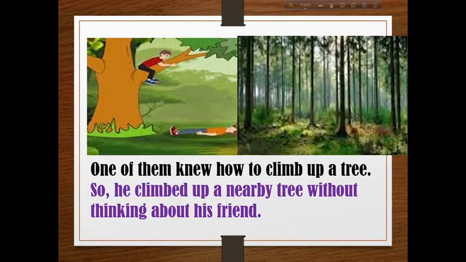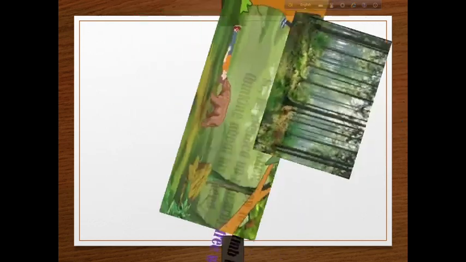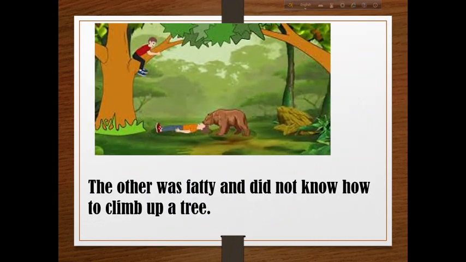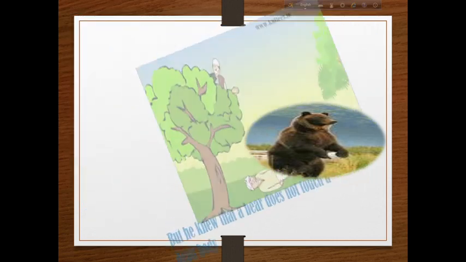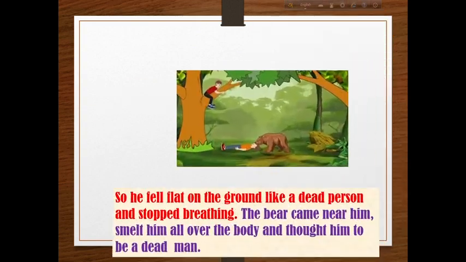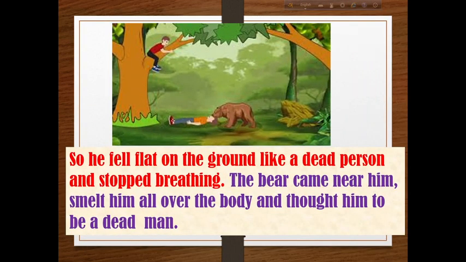Dear learners, one of them knew how to climb up a tree. So he climbed up a nearby tree without thinking about his friend. The other was fainting and didn't know how to climb up a tree. But he knew that a bear does not touch a dead body. So he fell flat on the ground like a dead person and stopped breathing.